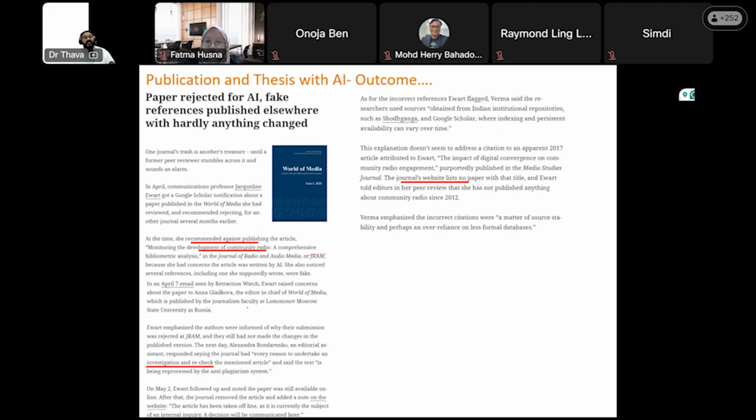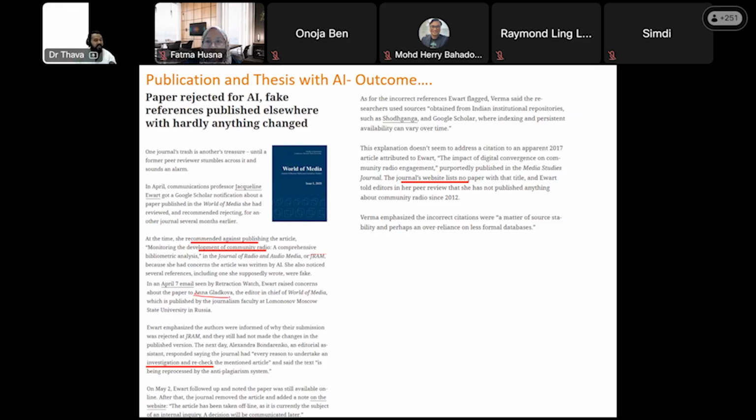This reviewer somehow found out. It's a small field, right? A small circle of researchers. She went and reported to this journal, and she reported to Retraction Watch. Retraction Watch is a sort of journal governing body, like an NGO. They really take care of the quality. They see who is abusing and so on, and they will publicize their name with the photos. You become very famous. So, in an April 7 email seen by Retraction Watch, the reviewer raised concerns about the paper to the journal editor.